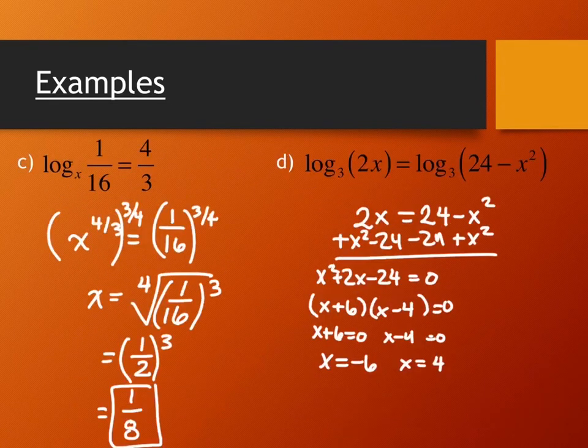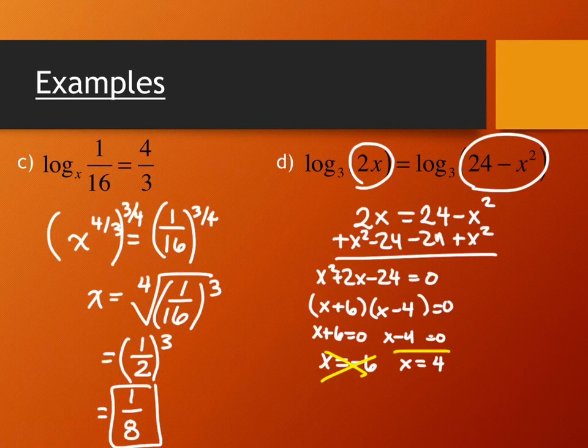So when we're looking at this equation over here, the input inside has to be positive, which means x can't really equal -6, can it? Because then I would be trying to put in -12 into the input on the left-hand side. So while it was a solution for the quadratic equation, it doesn't actually end up working for the original equation we started with. But x equals 4 is fine, right? I can put in 2 times 4, that's 8. On the right-hand side, if I have 24 minus 4 squared, 16, that's still positive, I'm good to go.